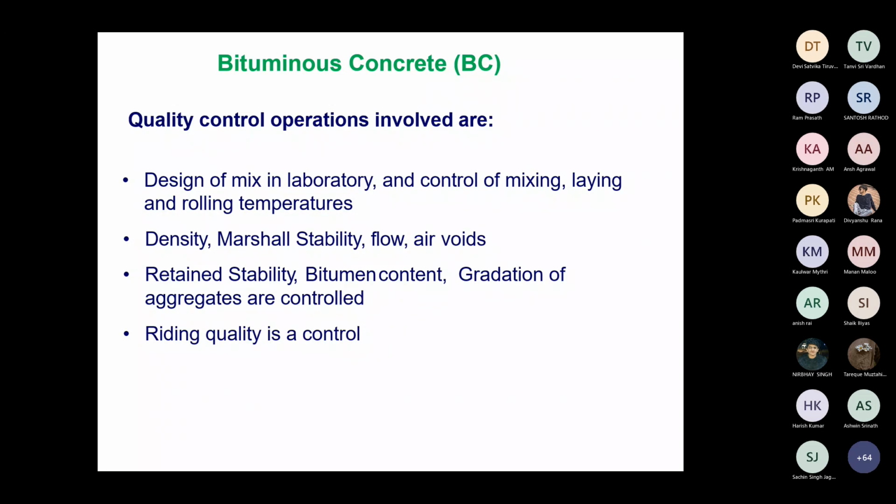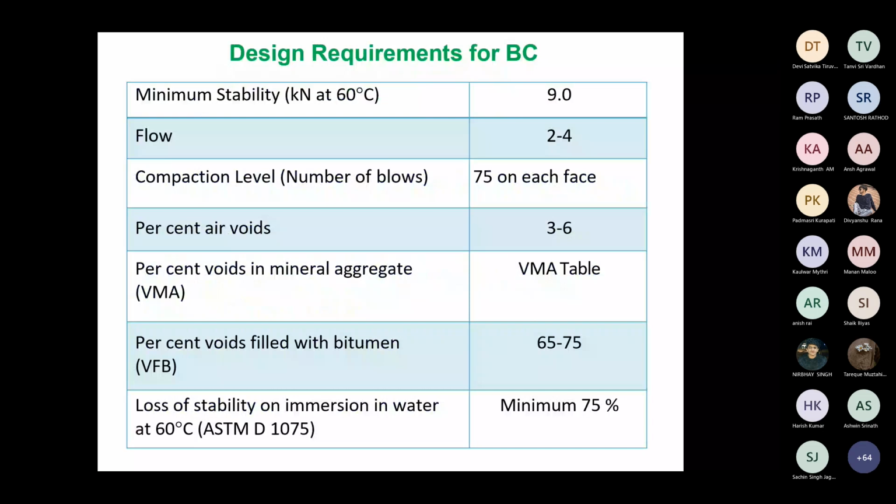And retained stability, and the optimum bitumen content. If it's 4% minimum, check whether that minimum 4% is there or not. Then check the gradation of aggregates. Then riding quality as a control also.